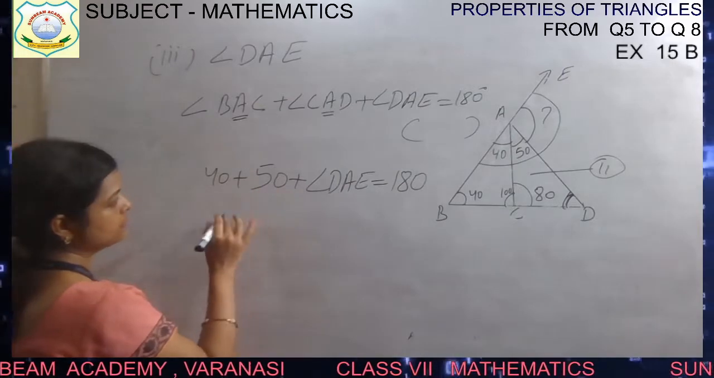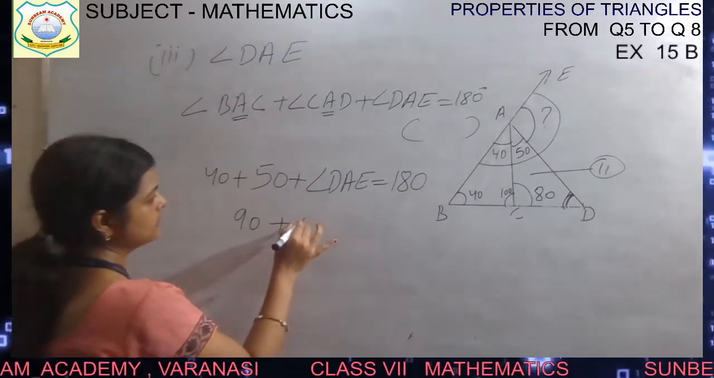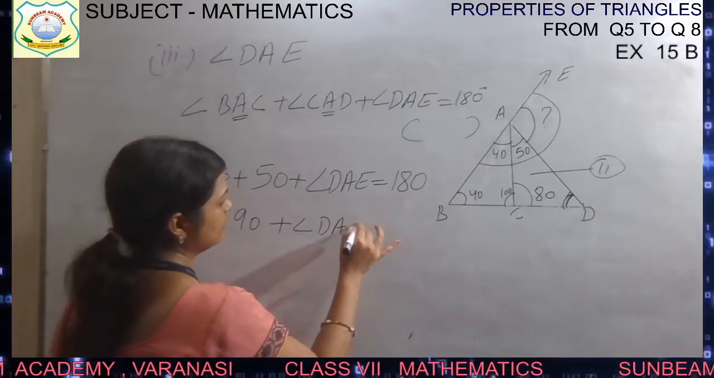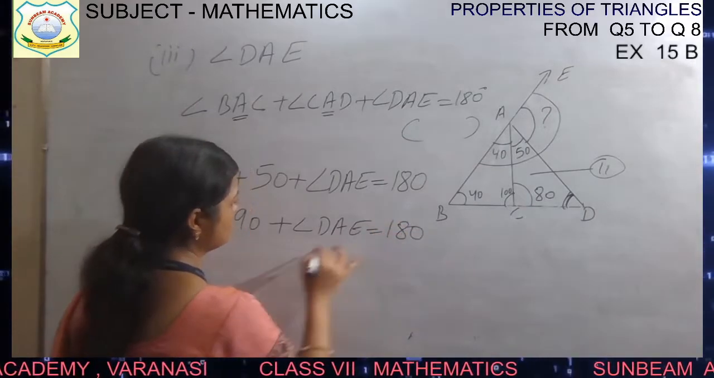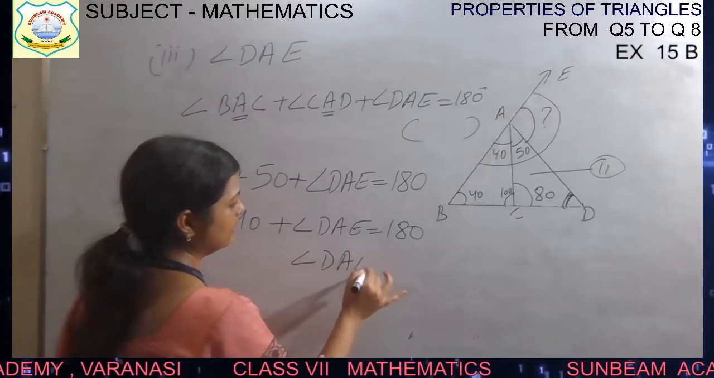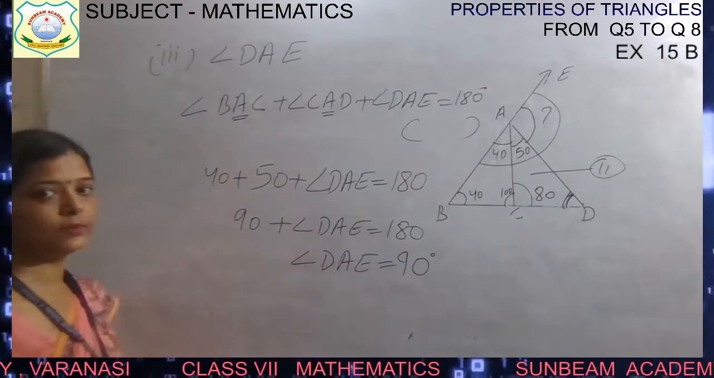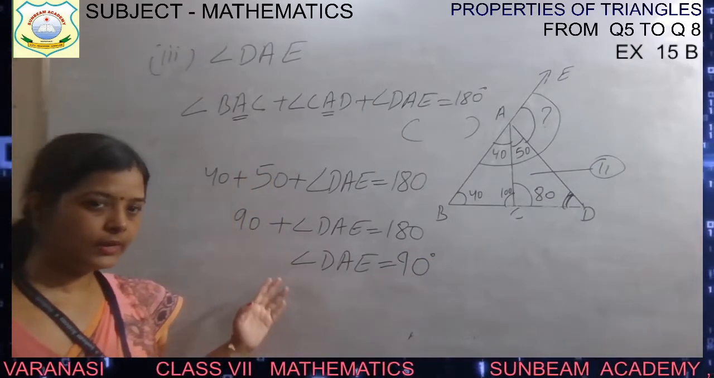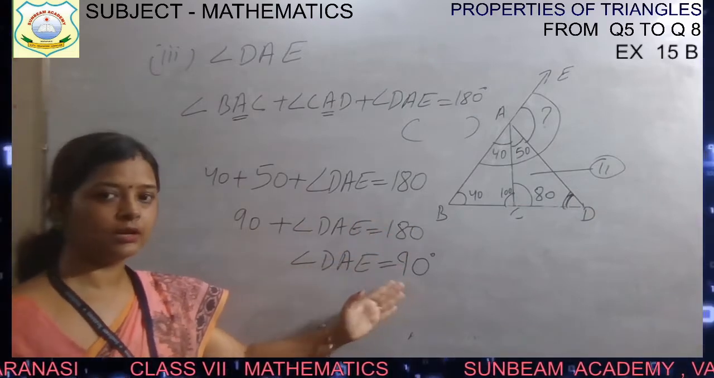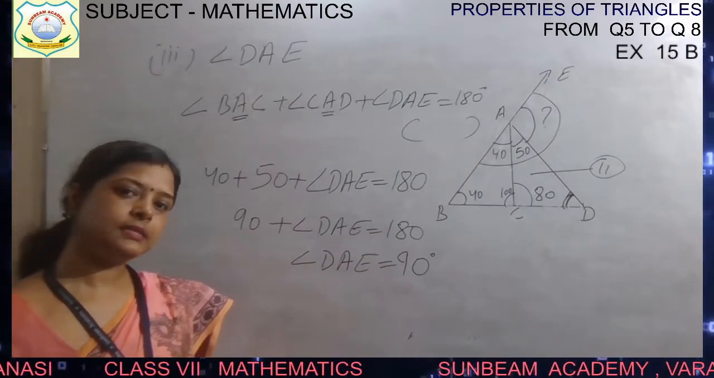Now 40 plus 50 is 90 degree, plus angle DAE is equal to 180. So angle DAE is equal to 90 degree. I am writing it directly. It is equal to 90 degree. है ना? क्यों 90 डिग्री? 90 उधर जाएगा, माइनस हो जाएगा. So angle DAE is 90 degree.